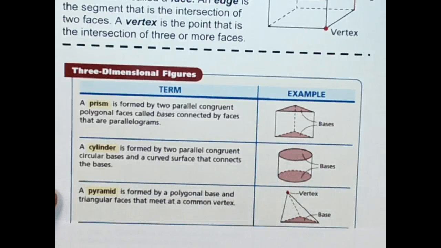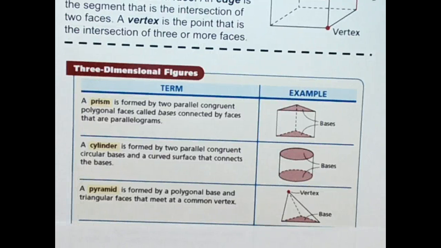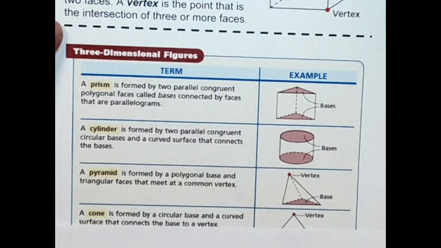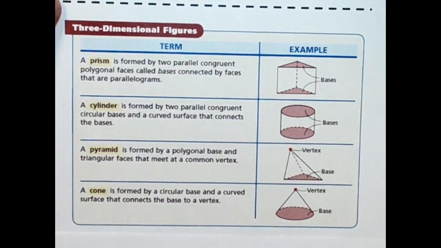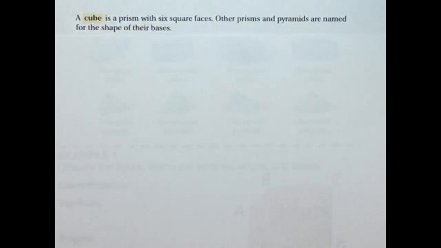Then we have a pyramid. A pyramid is a polygonal base and triangle faces that meet at a common vertex. And the last one we're going to talk about is a cone, and that's formed by a circular base and a curved surface that connects the base to a vertex. All right, next one is a cube. It's a prism with six square faces. Other prisms and pyramids are named for the shape of their bases.